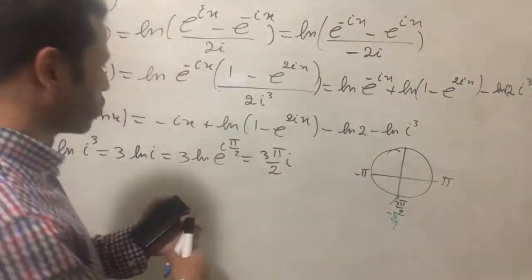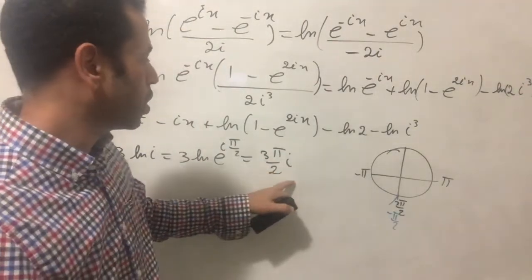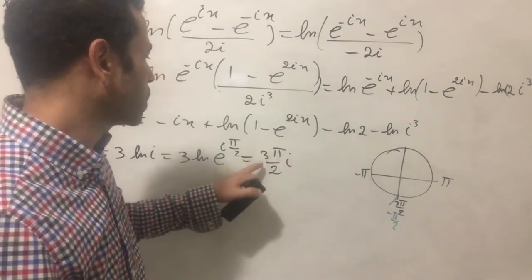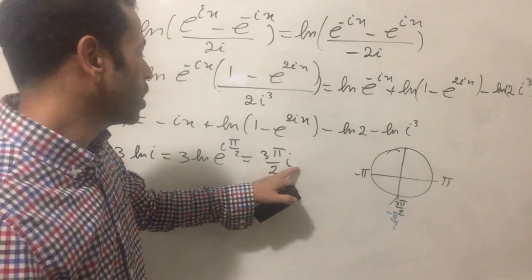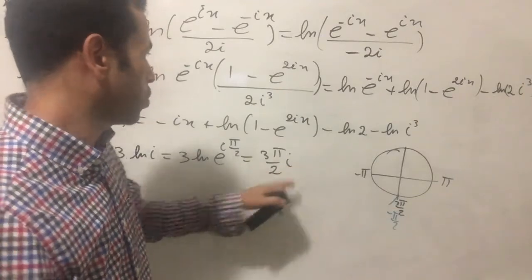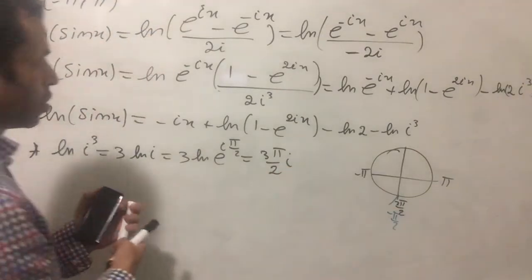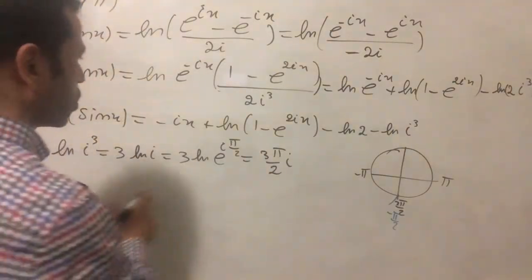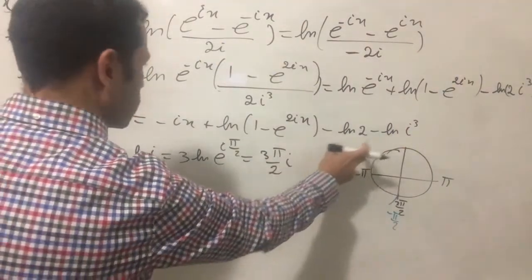So I'm going to replace this 3 pi over 2 i by minus pi over 2 i. Okay, so now I have this expression as we have here.